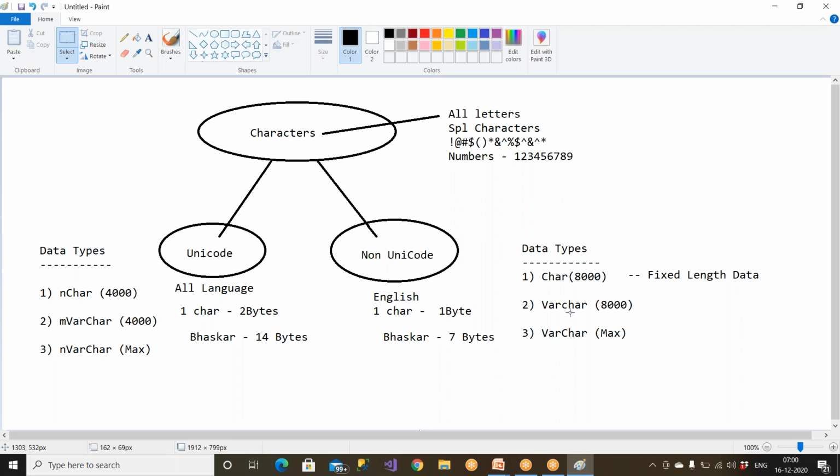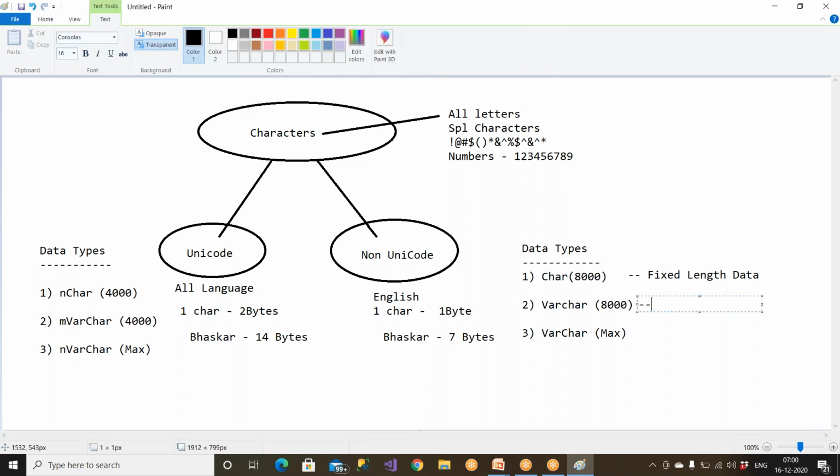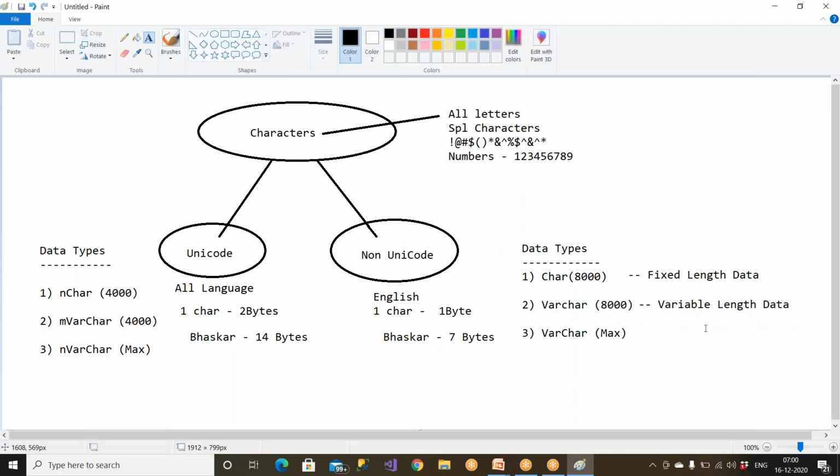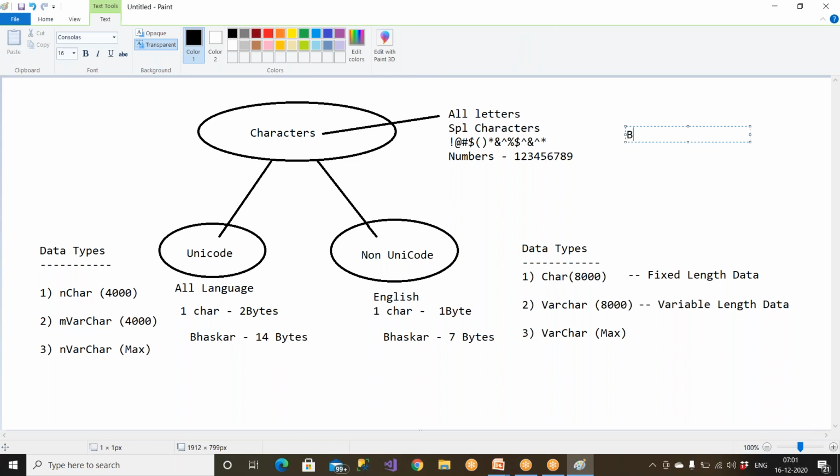My phone number is 10 digits, and everyone else's phone number will have 10 digits. But varchar means variable length data. My name is Bhaskar Jogi. I have only 7 characters. Variable length data means the length of the data will change. So your name, my name, your address, my address: the length of the data is not similar, right? For example, my name is Bhaskar, and your name is John Kennedy.